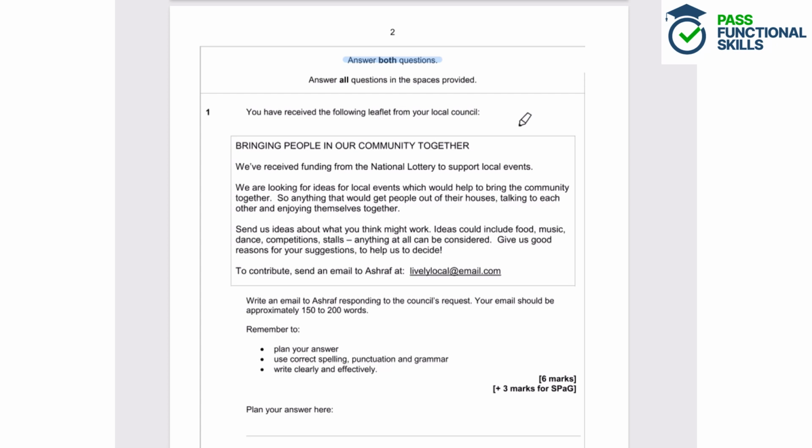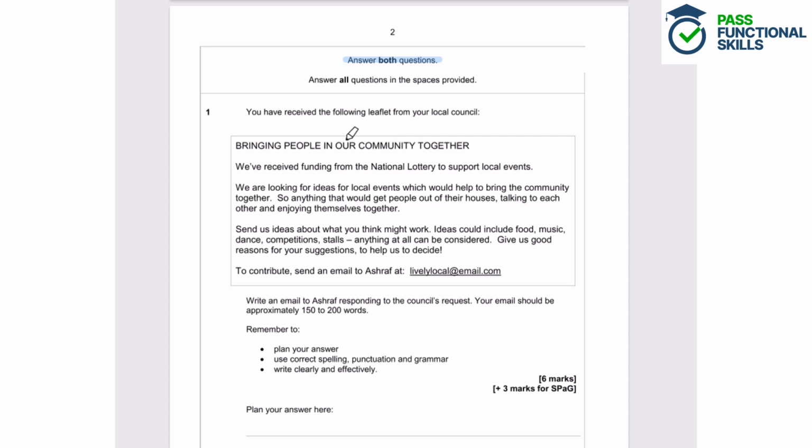livelylocal@email.com. And our task is to write an email to Ashraf responding to the council's request. Your email should be approximately 150 to 200 words. You should always plan your answer, use correct spelling, punctuation and grammar, and write clearly and effectively. So let's break this question down and figure out what we need to do.